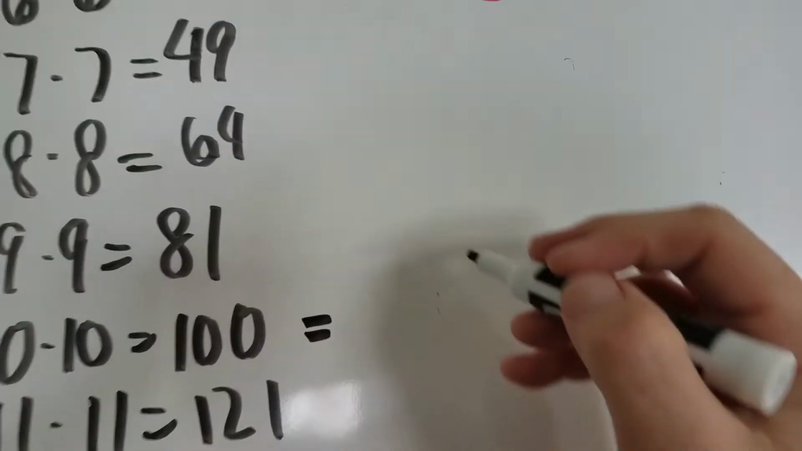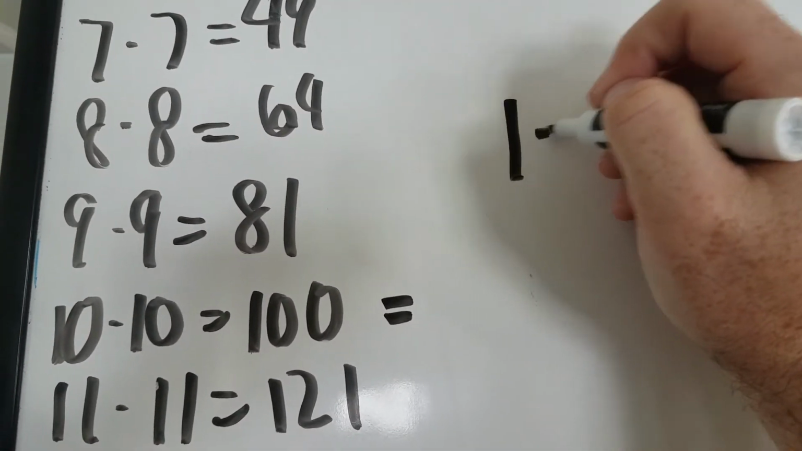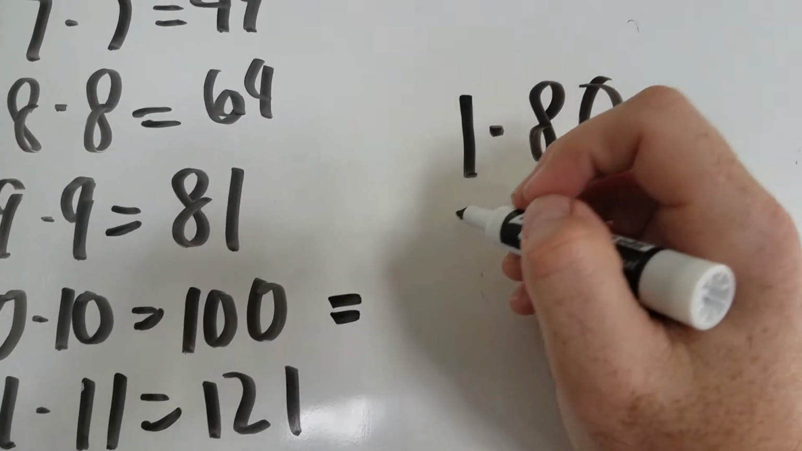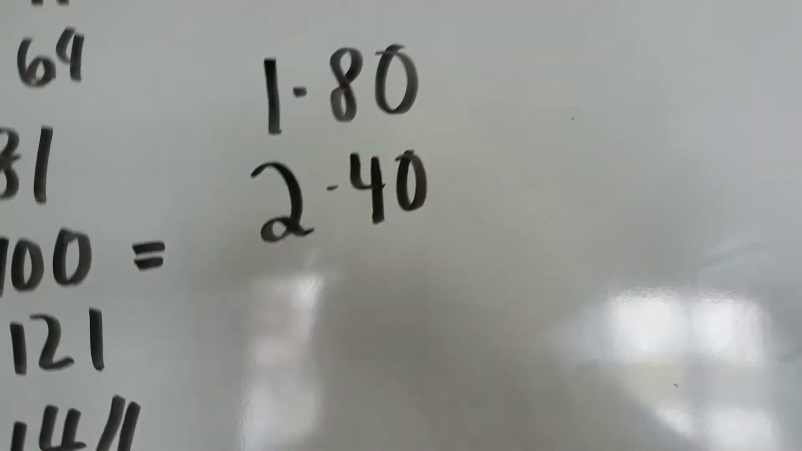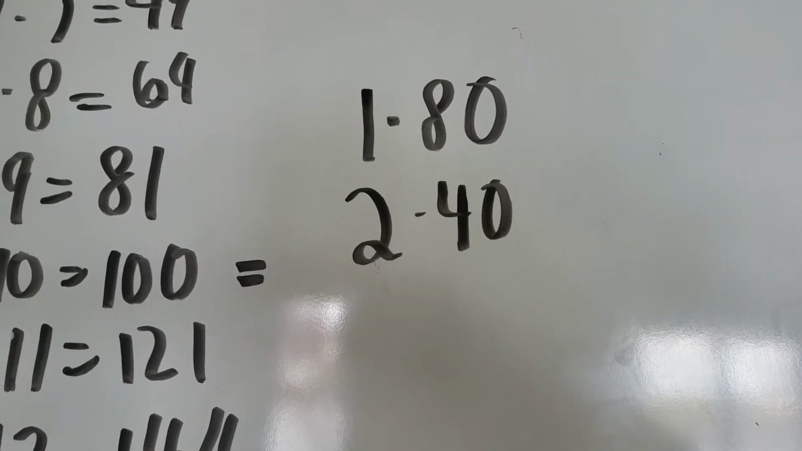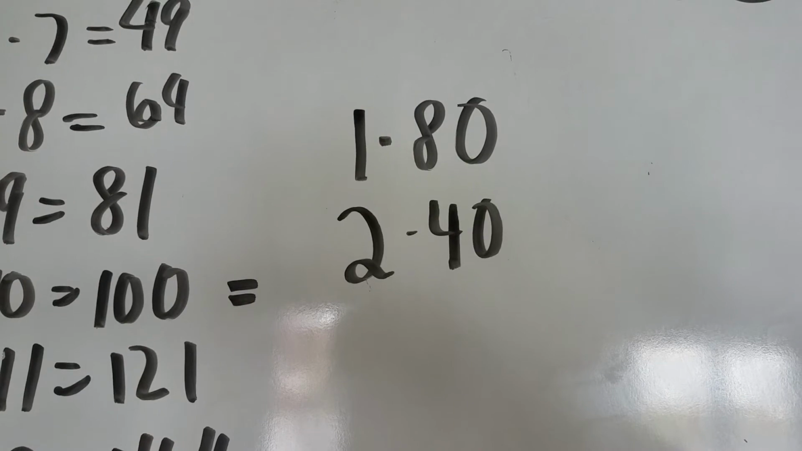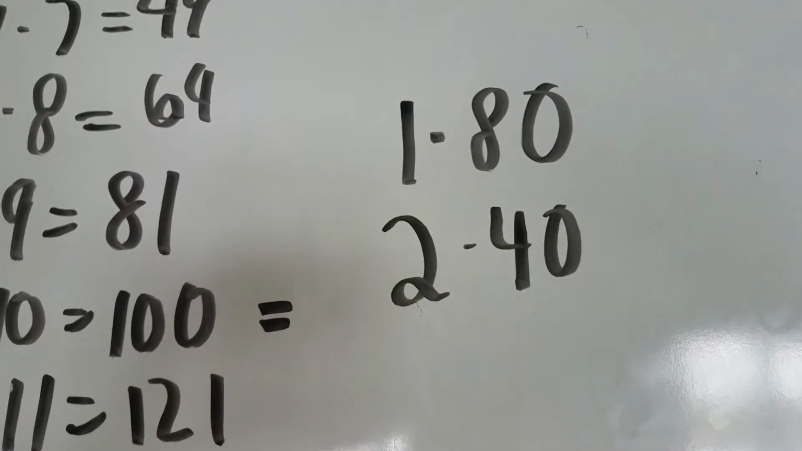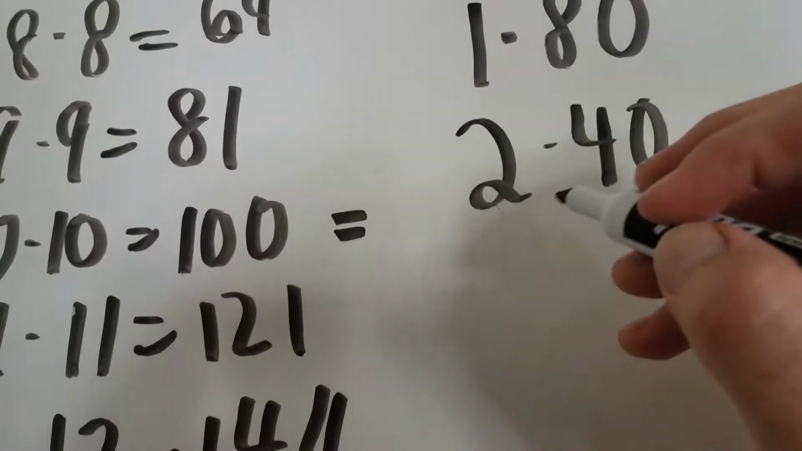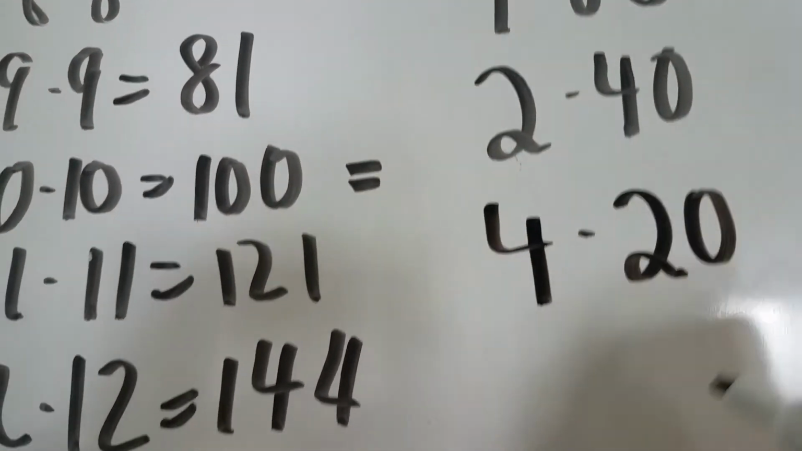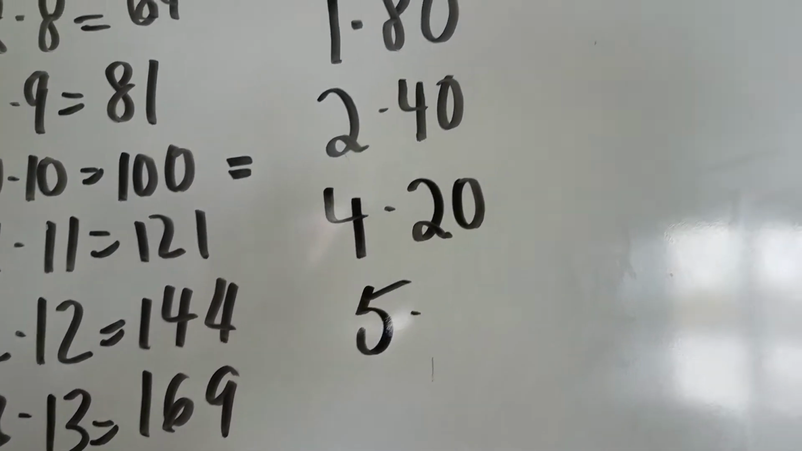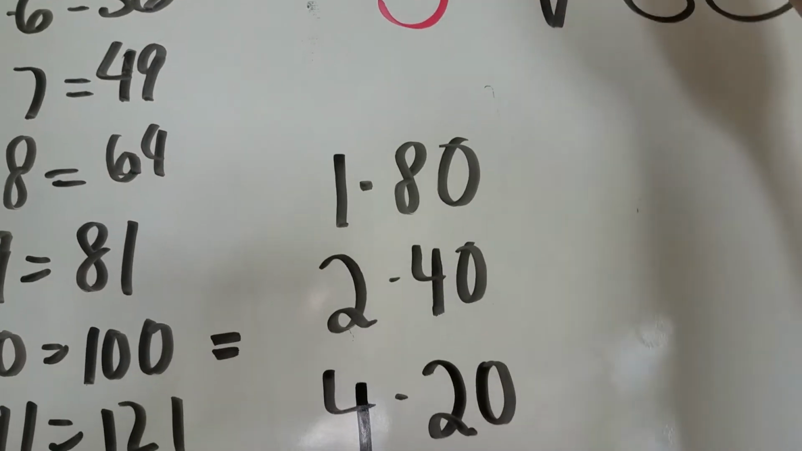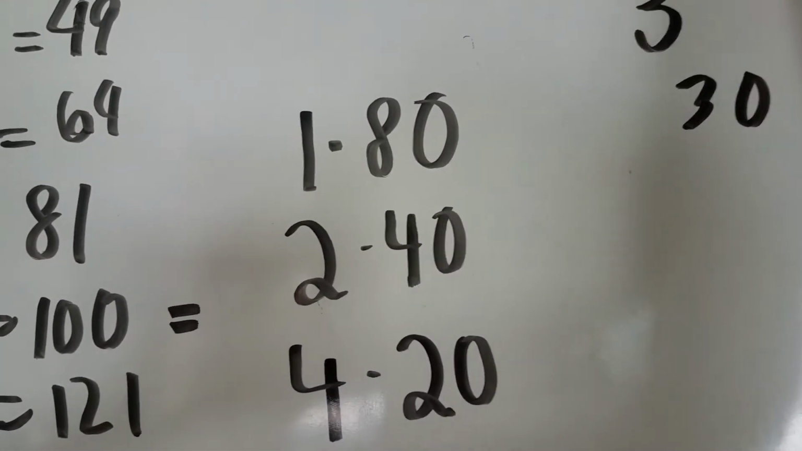So what are the factors of 80? Well, let's come over here. So we've got 1 times 80, right? You've got 2 times 40. Okay, what about 3? Does 3 go into it? 3 goes in 80, I don't know. Okay, how about 4? 4 goes in 8 twice. So 4 times 20. Hey, 5 goes into it. 5 times what? 5 goes in 8 once. 1 times 5 is 5. Hey, look, 16.